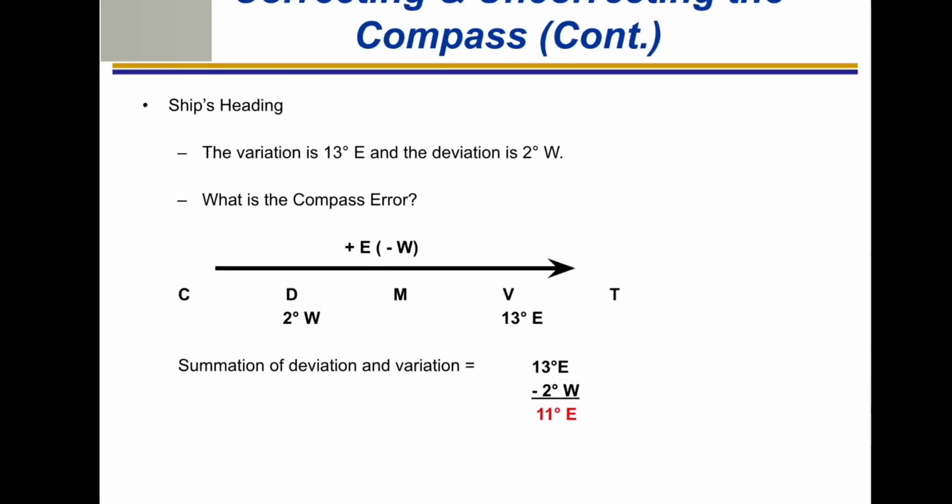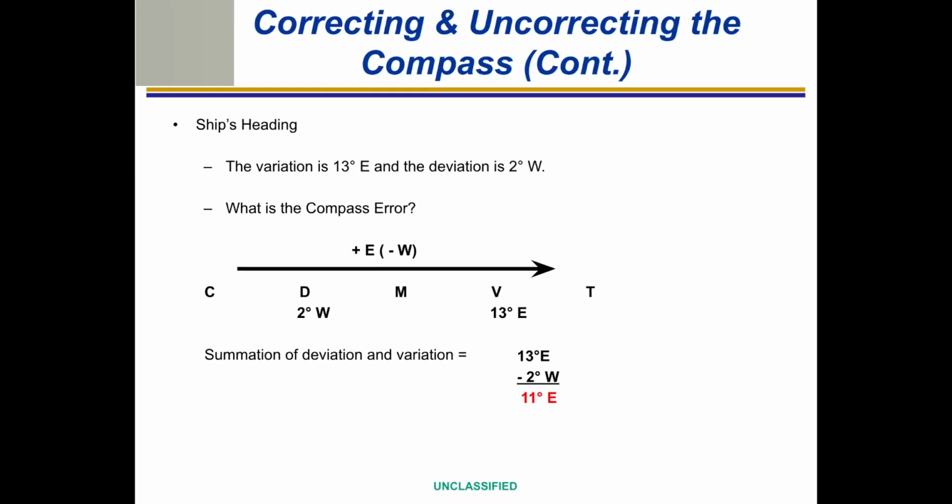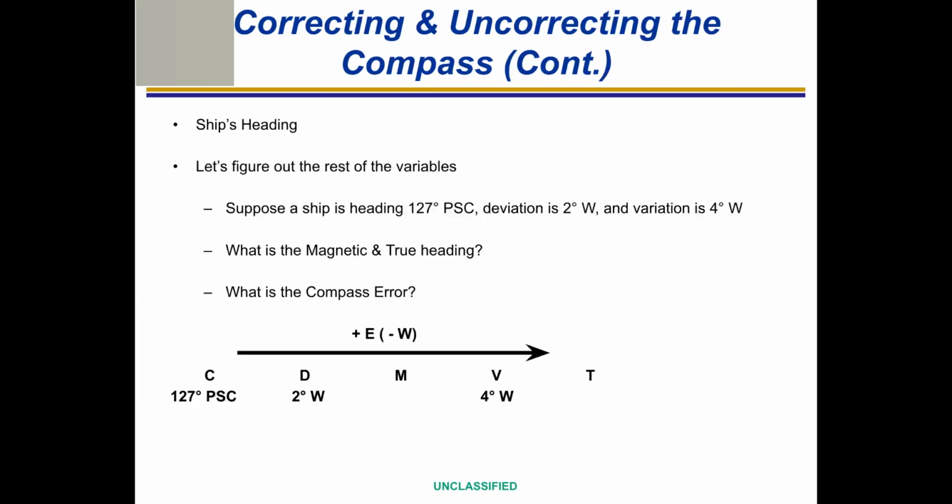Okay, so now that we understand how to calculate our compass error, let's move on and tie the whole compass card together. So if my traditional compass is giving me a reading of 127 degrees PSD, and I know that my ship has a deviation of 2 degrees west, and based on where we are in the world, I have a 4-degree west variation, I'm going to go ahead and start working through this problem.